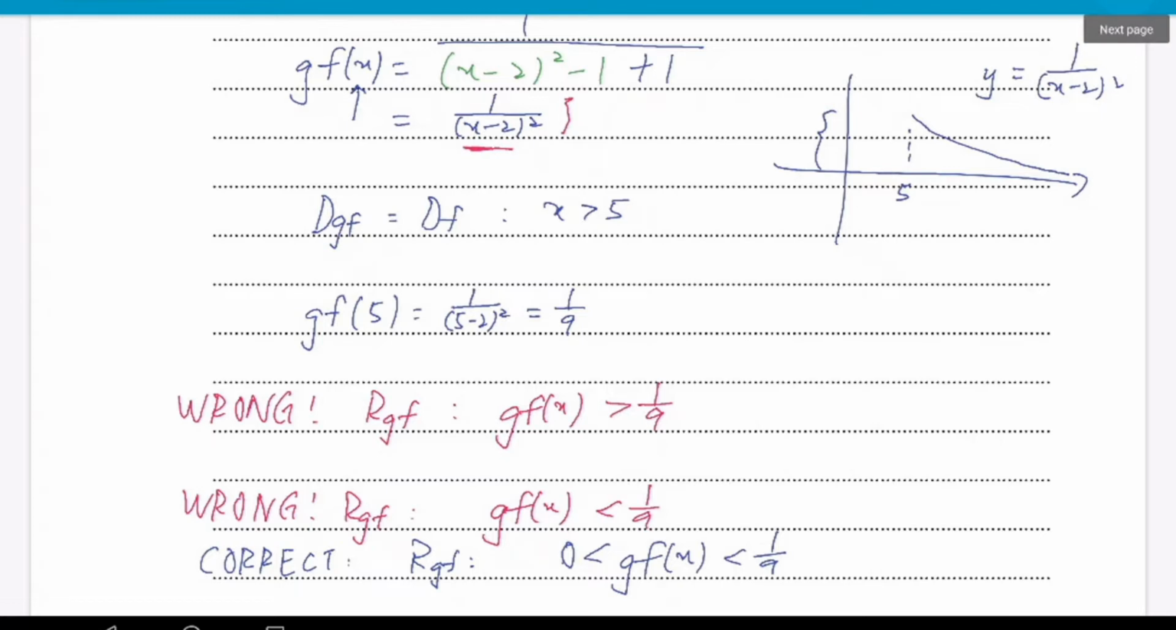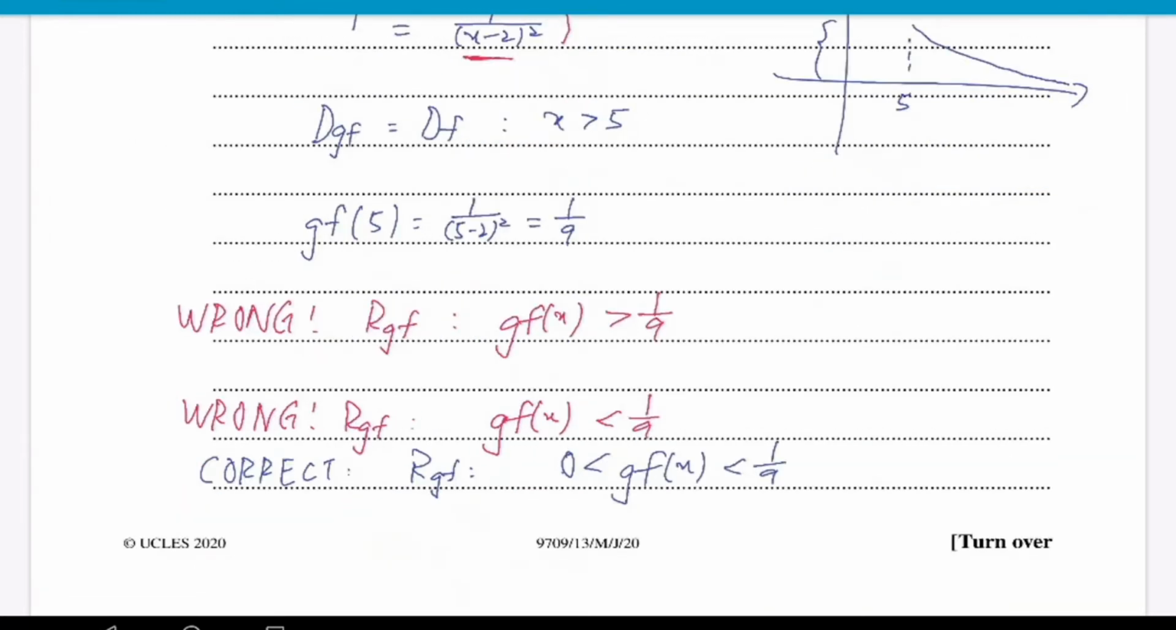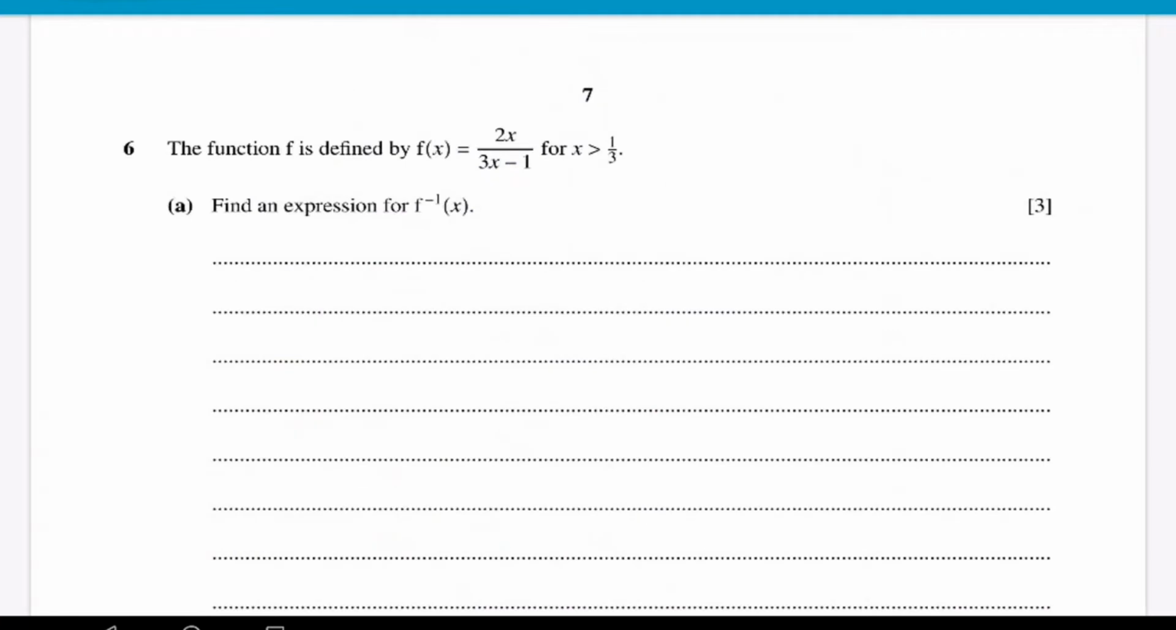Right, let's look at the next question. Do we have other questions from them? Okay, no more. Next one. Given that we have f(x), find an expression for the f inverse. A bit of work to do here.